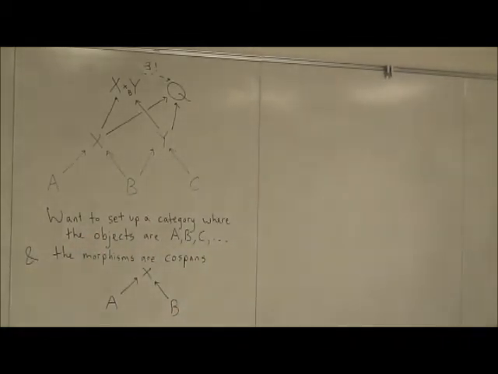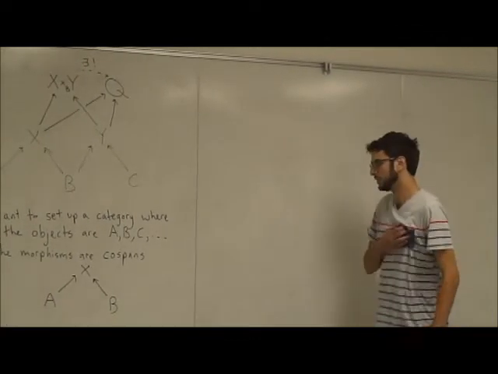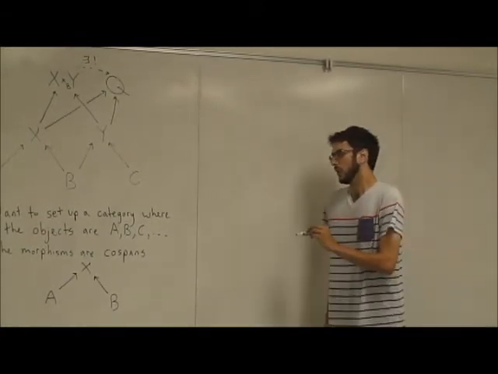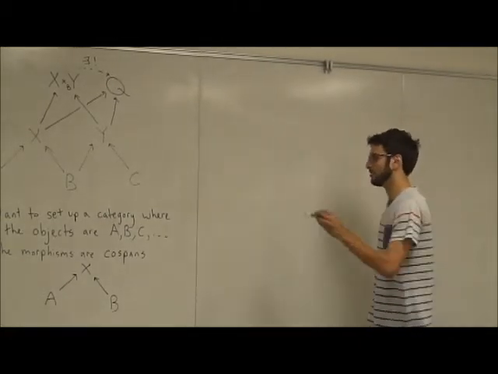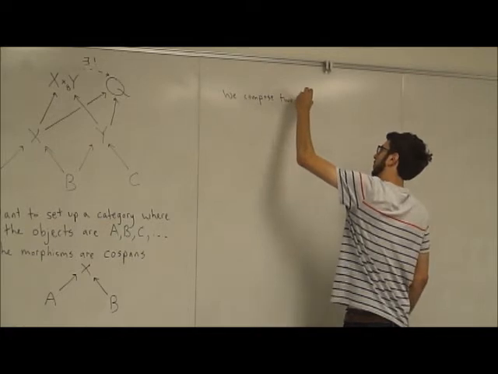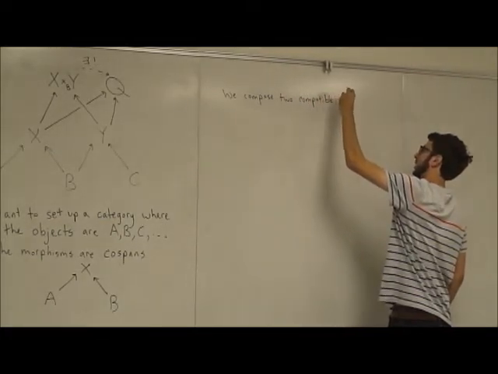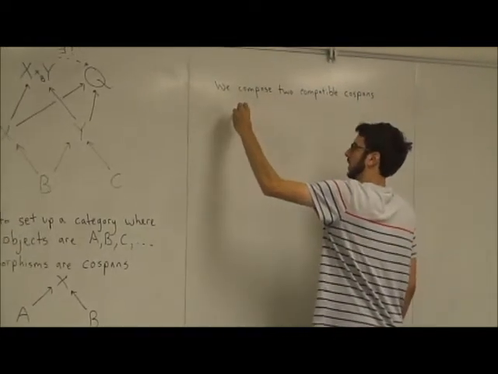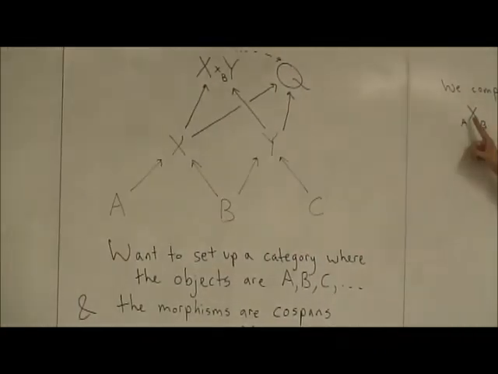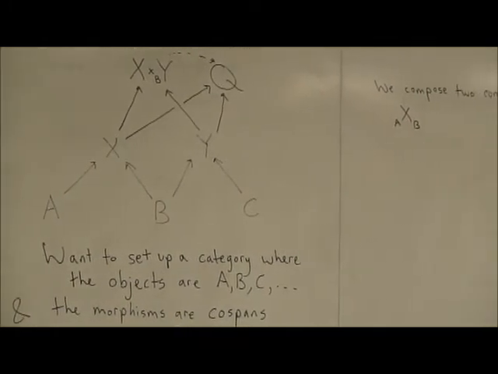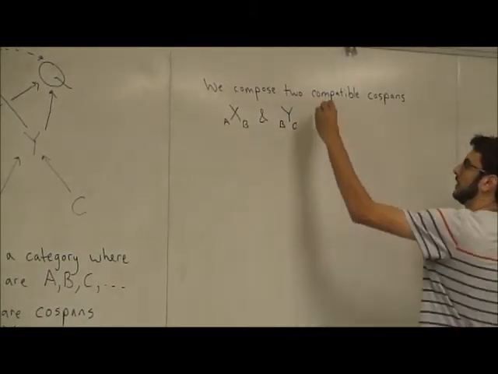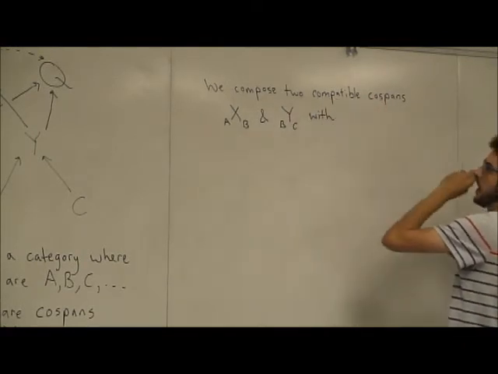Okay, so what do we need to have a category? There's just a few axioms. Each object needs to have, well, maybe I'll come to that next. So first of all, composition of morphisms has to always be possible when they're compatible. So we compose two compatible cospans. So this is a way to notate this cospan right here. X with subscript A on the left, subscript B on the right. So if we've got a couple of compatible cospans like this, we compose them with the pushout.